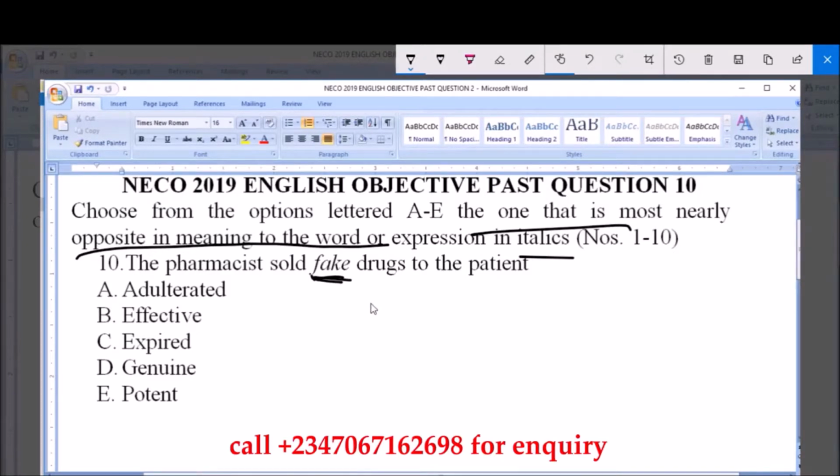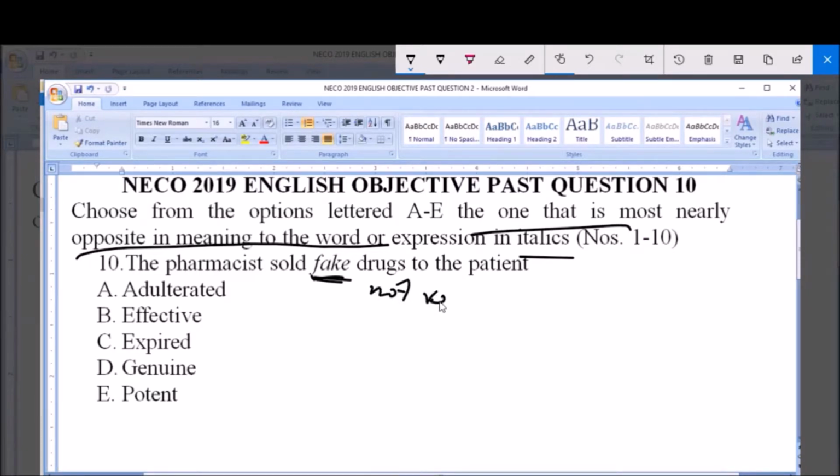Fake simply means not true, not real, something that is not real. The sentence says, "The pharmacist sold fake drugs to the patients." Option A says adulterated, B says effective, C says expired, D says genuine, E says potent.